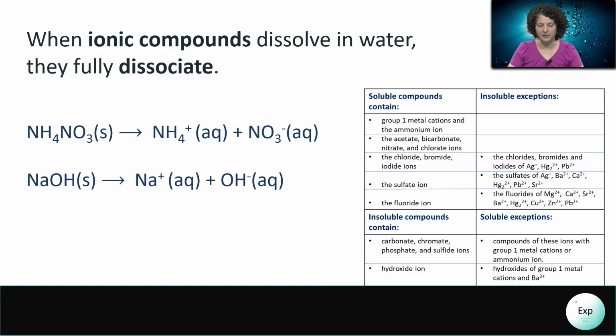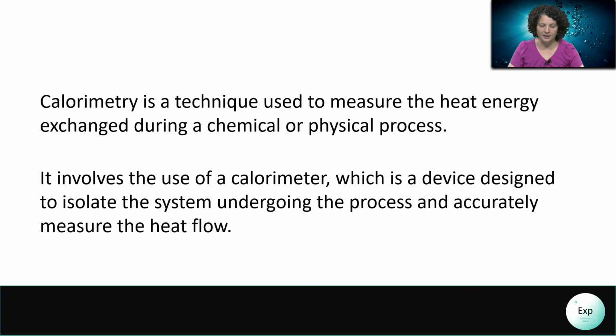We can use the solubility table to determine whether ammonium nitrate is soluble in water, and we find that all nitrate-containing compounds are soluble with no exceptions, so ammonium nitrate will be soluble. Similarly, sodium hydroxide is soluble in water because the first rule is if we have a group 1 metal cation like sodium, then all our compounds will be soluble with no exceptions.